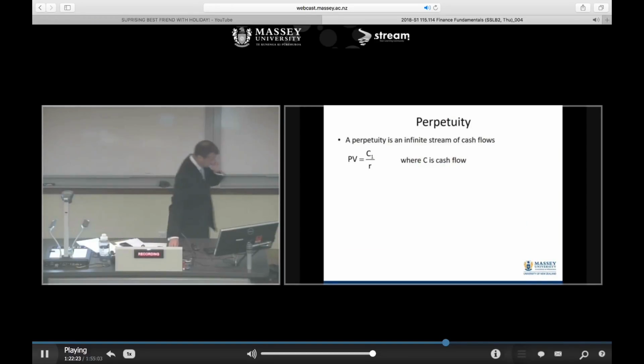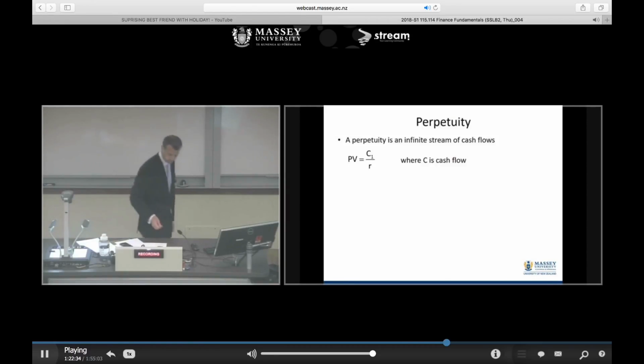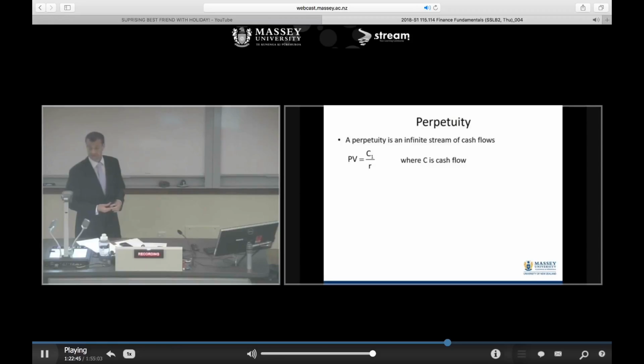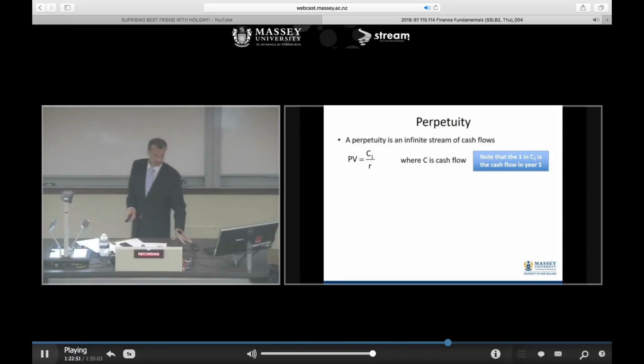So we've looked at annuities. It might seem like you're paying off your mortgage forever. You do eventually pay it off. Perpetuities, on the other hand, are forever. So this is an infinite stream of cash flows. The formula is relatively straightforward. It's just the cash flow divided by R is the present value. So note that the 1 in C1, this is quite important, is actually the cash flow in year 1.